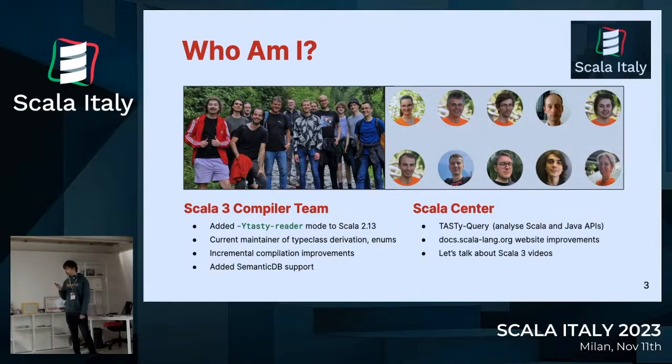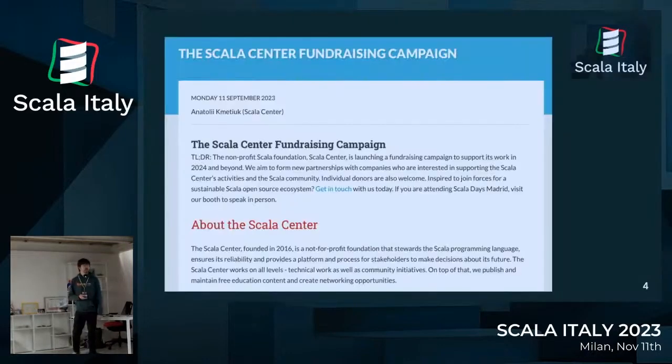So who am I? I'm Jamie Thompson. I work at the Scala Center, which is an organization that supports the open source ecosystem and community for Scala. We're a non-profit organization, and I personally worked a lot on the Scala 3 compiler and some other tools.